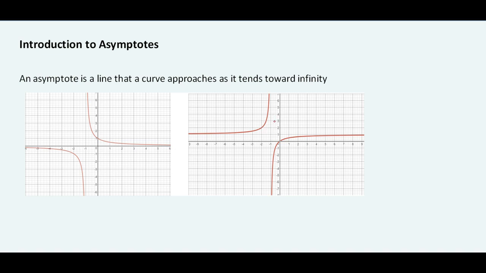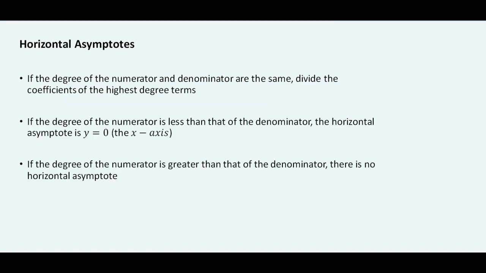In the second graph here, we have the same vertical asymptote, but the horizontal asymptote is moved up 1 unit. So it's y equal to 1. In this lesson, we're just going to focus on the horizontal asymptote.